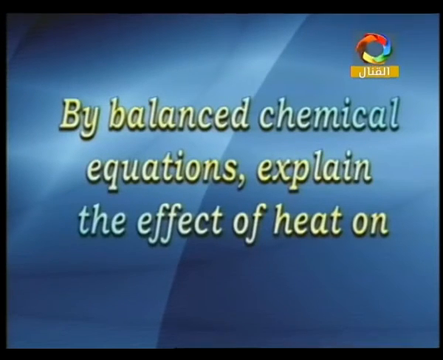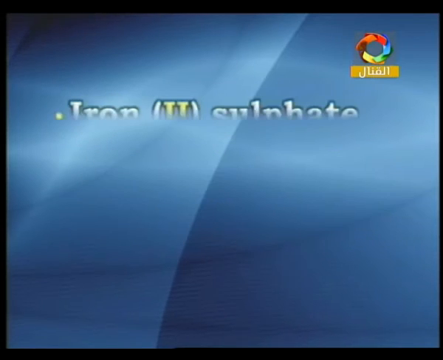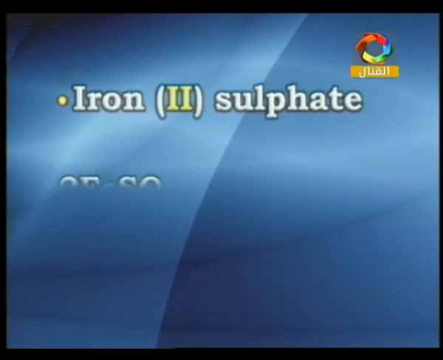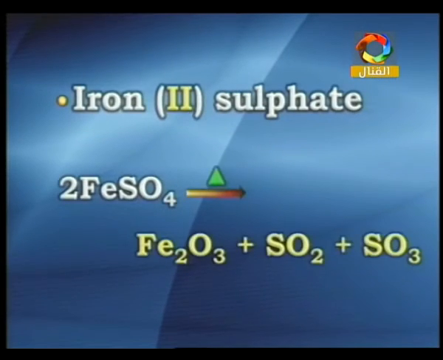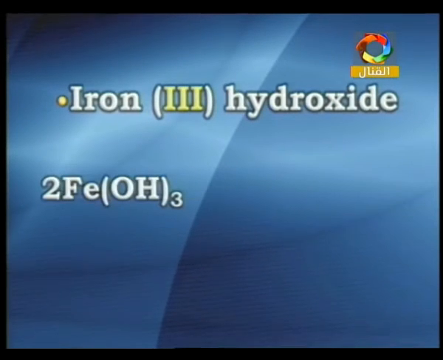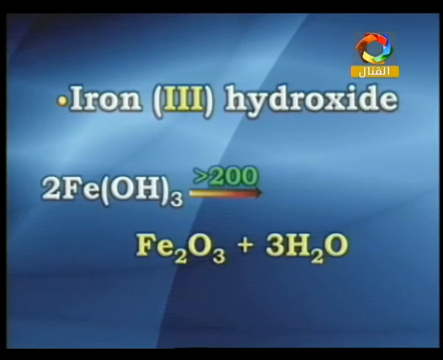Next type of question, my dear student. By balanced chemical equation, explain the effect of heat on iron 2 sulfate, iron 3 hydroxide. Here, iron 2 sulfate on heating gives iron 3 oxide and sulfur dioxide and sulfur trioxide as shown on the screen. Iron 3 hydroxide on heating above 200, it gives iron 3 oxide and water.